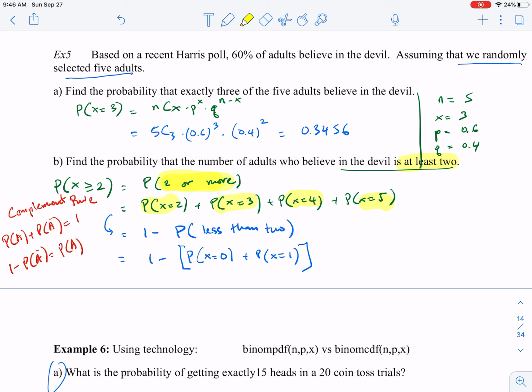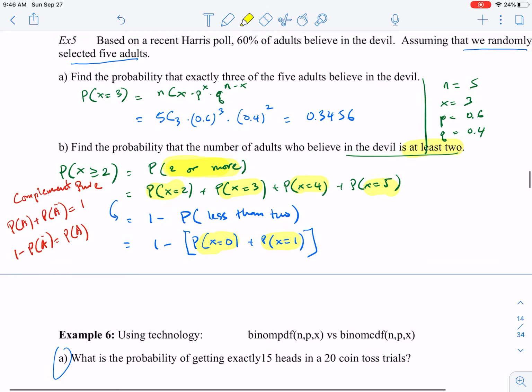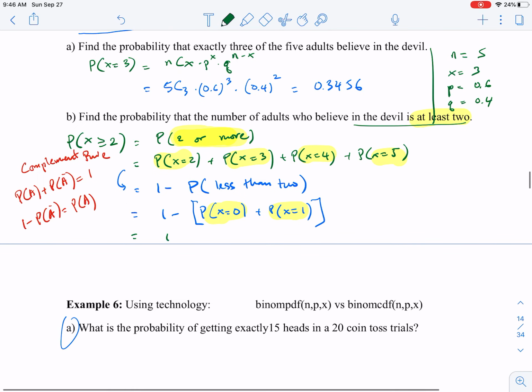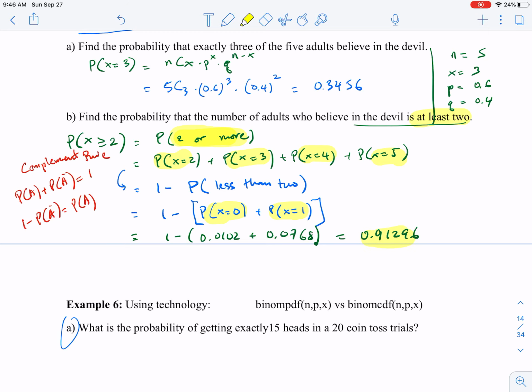So in this case, we only have to apply the binomial probability formula twice. So it's a little more manageable than doing it 4 times. If you do the formula correctly, you should get 0.012 plus 0.0768, and then subtract that from 1. That should give us 91.96%. Okay. All right, so I'll let you guys work on this part on your own here. Apply the binomial probability formula twice to get these numbers, and then subtract that from 1.